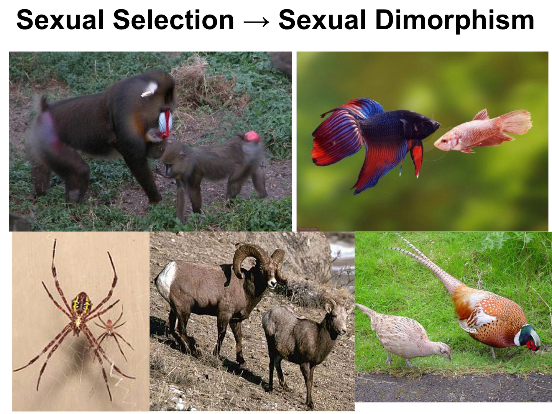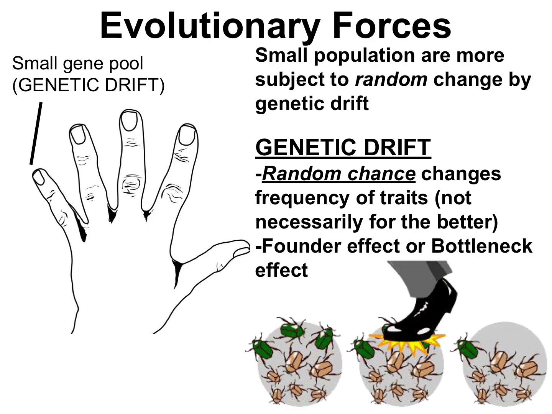The same holds true with body size differences or presence of traits like horns only in one sex. The 5th of 5 evolutionary forces is a small gene pool, and your pinky helps remember small gene pool because it's the smallest finger. A small population can lead to random evolutionary change called genetic drift.